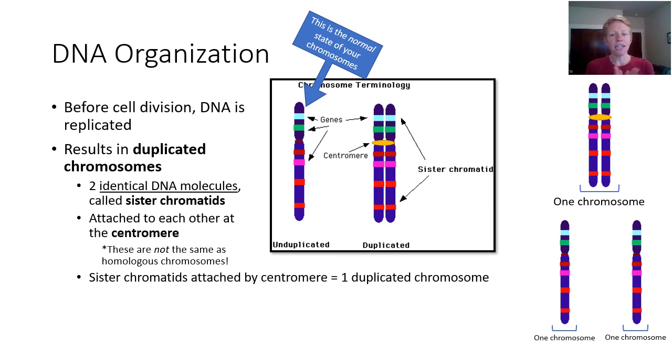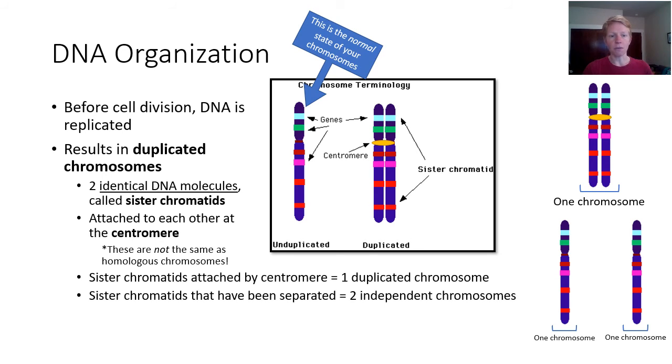So whenever they are attached by a centromere, we call those two sister chromatids a single duplicated chromosome. When sister chromatids separate, and they're going to separate both during meiosis and during mitosis, we call each of those sisters then one chromosome. So again, they are identical to one another, but now they aren't held together. So now they get to be their own single chromosome.